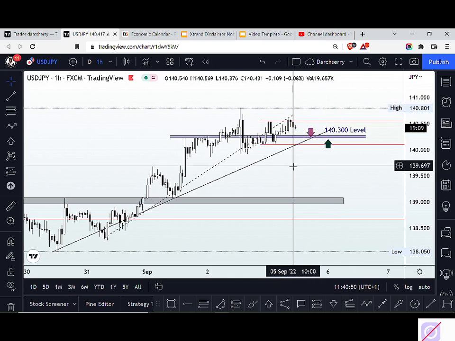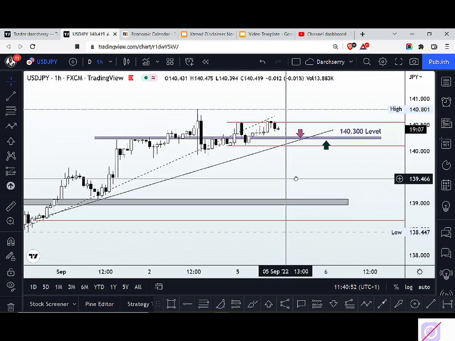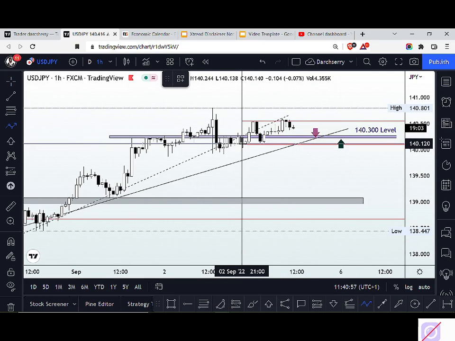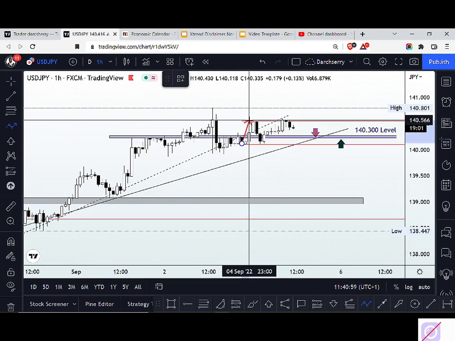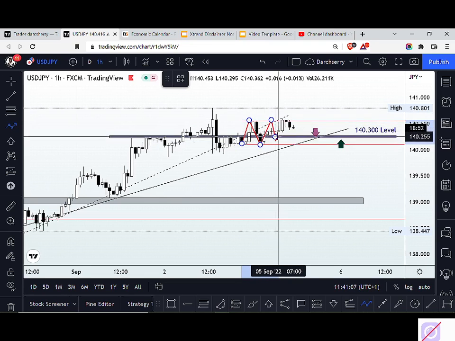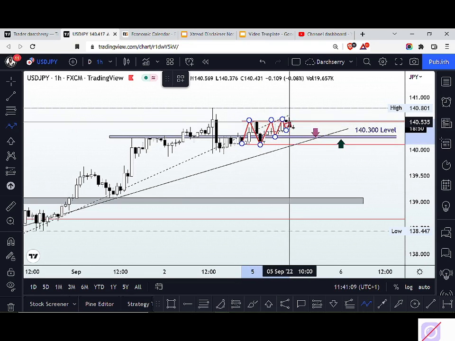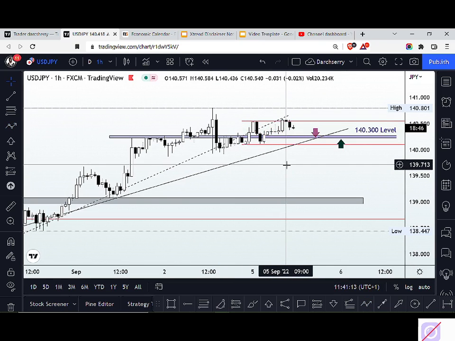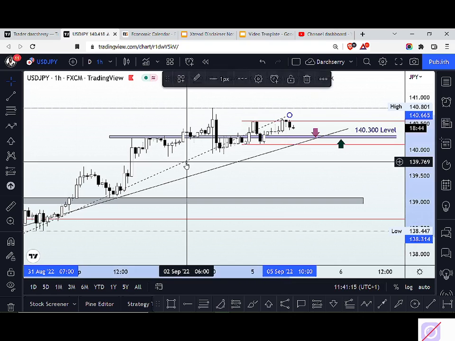So what has been happening since the beginning of the week? We have been caught within a consolidation phase right now. Price has been consolidating between the 140.550 level and the 140 area, and we have a scenario like this. So we are still within a consolidation phase. We are still yet to get a clear direction of where price might be heading this week.